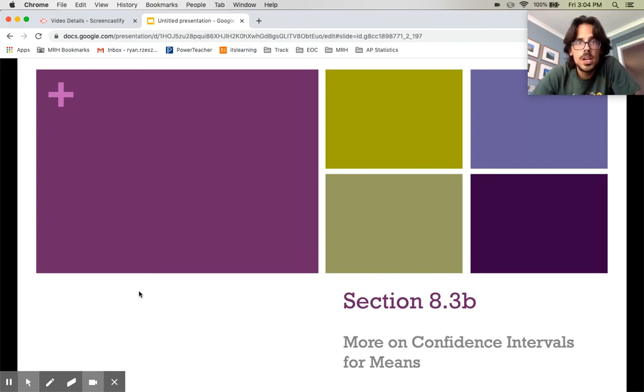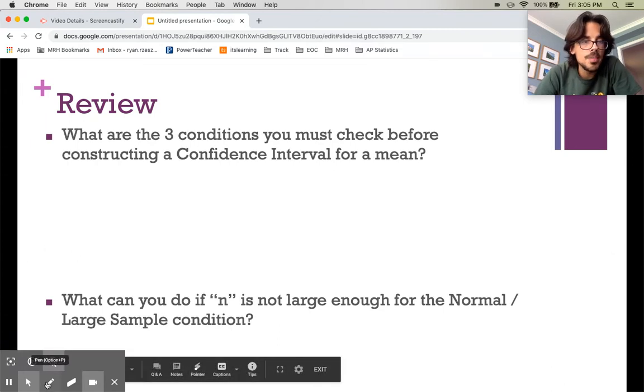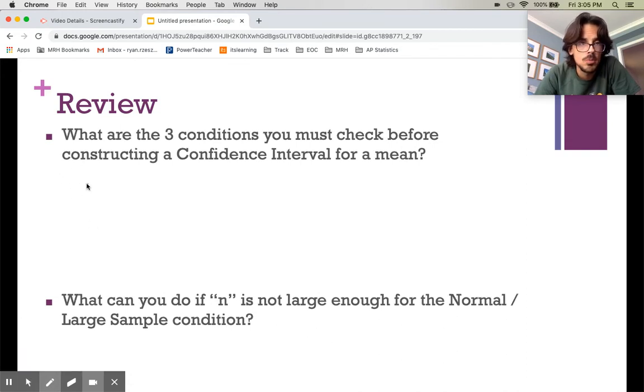Okay, so we are continuing our discussion on confidence intervals for a mean, and we're actually finishing off our chapter with this video. As a review, there are three conditions you have to check before you can do a confidence interval problem for a mean. I'm going to write them down, but see if you can remember them yourself.